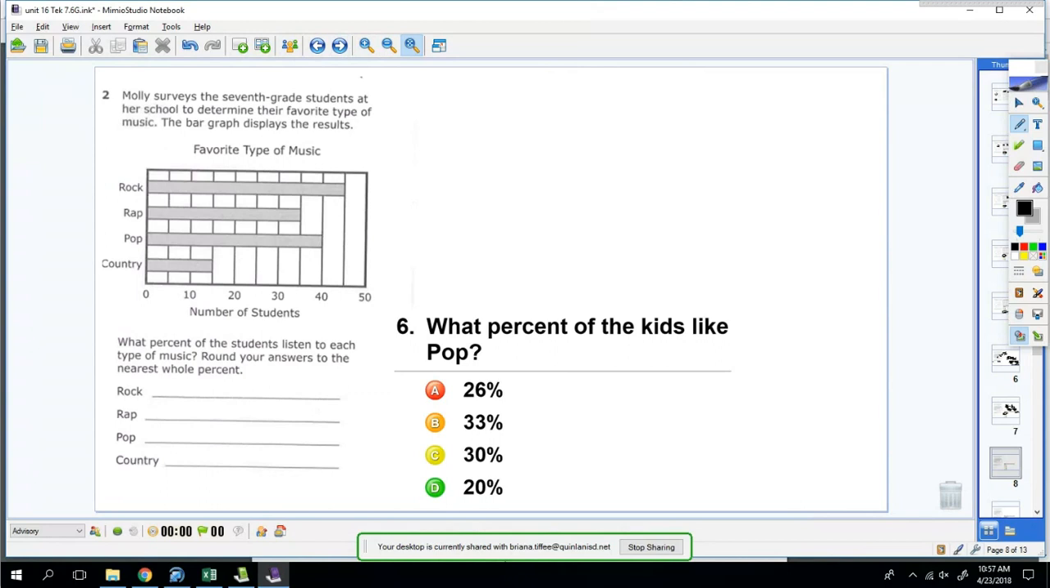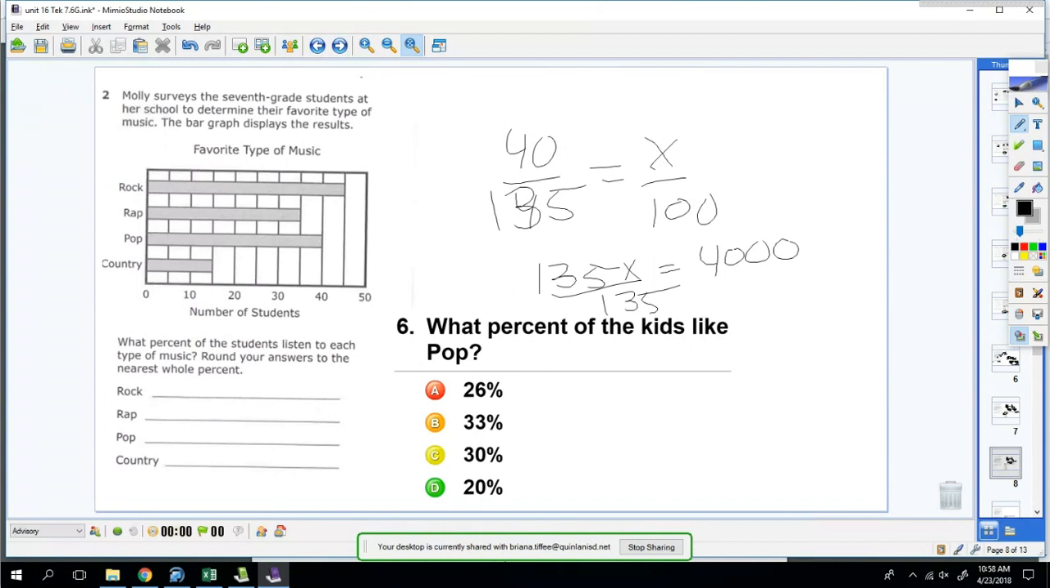Okay, now let's find the percentage for pop. We're going to do the same thing. Pop is 40 over 135 is equal to x over 100%. So you do the same thing: 135x is equal to 4,000, and you divide by 135. When you do that, you get x is equal to 29.6, which I'm going to say is about 30%.